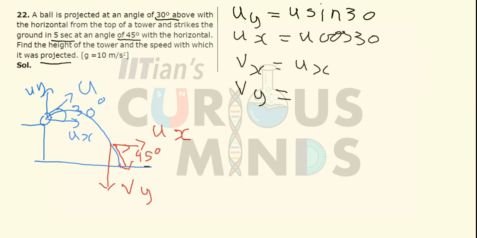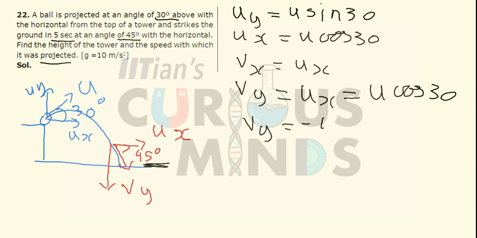If you see, this angle made is 45 degrees, so I can say that ux and vy are both the same. So vy is equal to ux, which is equal to u cos 30. Since it is in the vertically downward direction, vy in vector form will be minus u cos 30. This is the initial velocity along the y direction and this is the final velocity along the y direction.